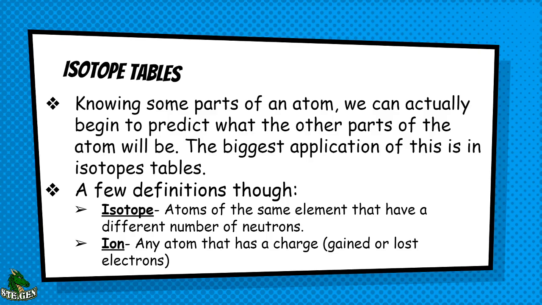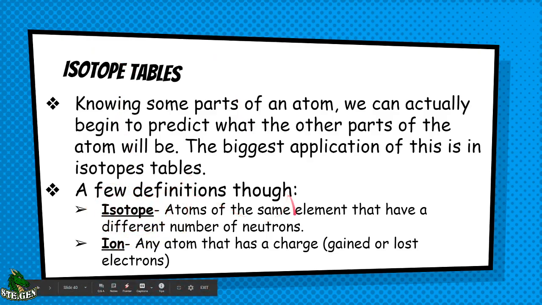This is stuff that you should eventually be good enough at to just mentally figure out by just looking at the information that you have. We're doing the tables as practice, so just keep that in mind as we go through this. Two definitions we need to get through, though, are isotopes and ions.